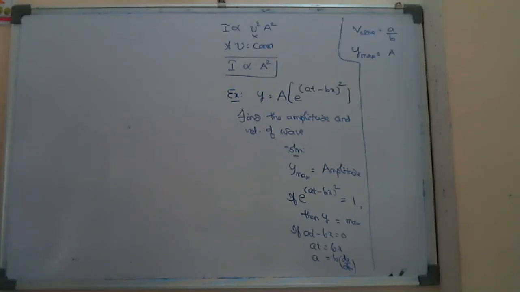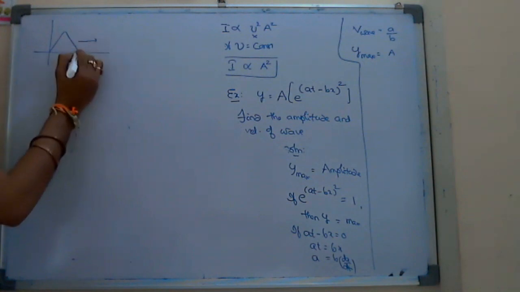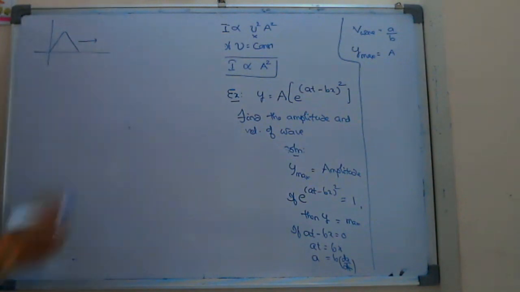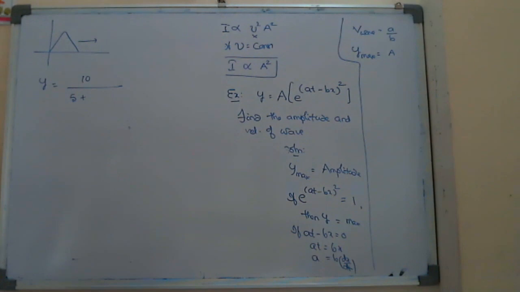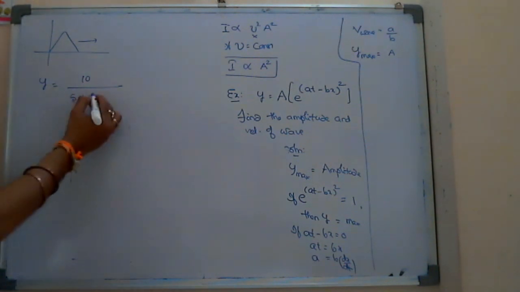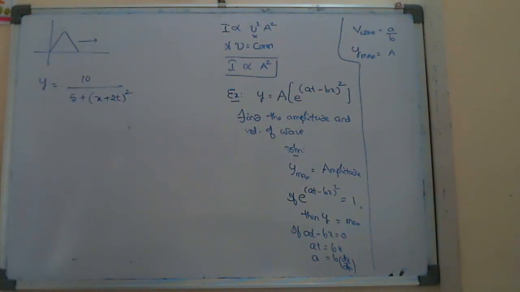equation. Then suppose he gave one traveling wave pulse, not a wave, a pulse of a wave. Pulse means part, as I told you yesterday. This is like one pulse, right? That pulse, not a complete wave, is traveling in a medium, and its displacement is measured as y equals 10 by 5 plus, something he gave here, like (x plus 2t) whole square. Then in this case, this is the pulse equation.